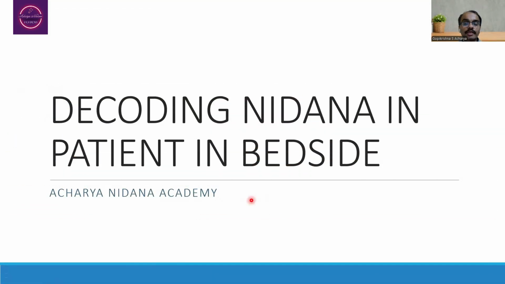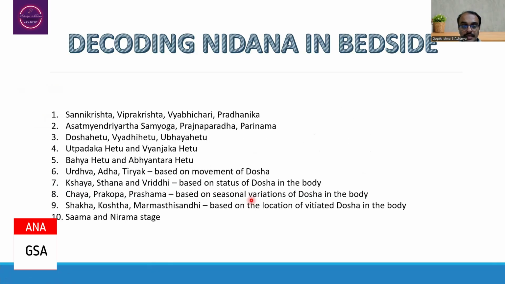When you think about the Nidana aspect, that is what is considered to be the etiological factor or causative factor in the manifestation of the disease. Several classifications are told in the textbooks, and in the Madhava Nidana, Madhukosha commentary, several classifications are mentioned.